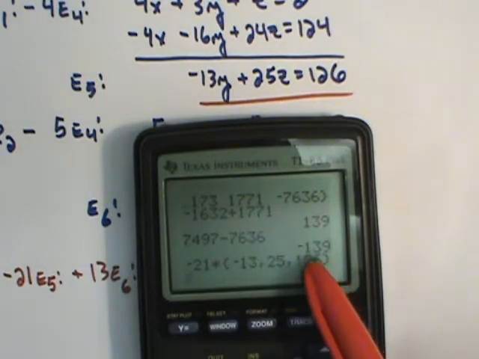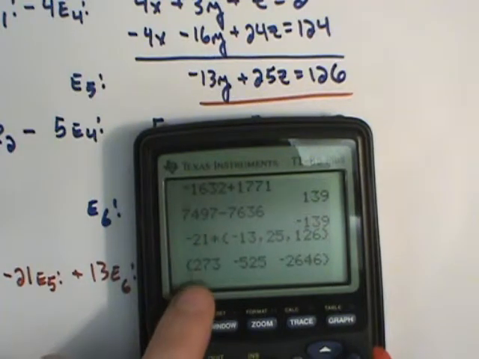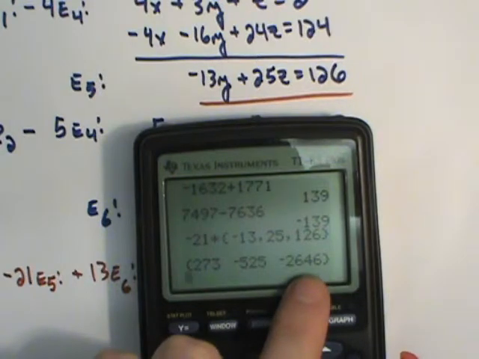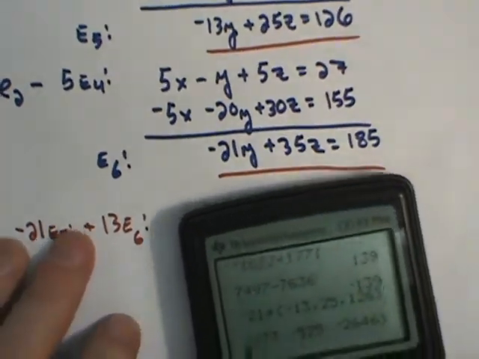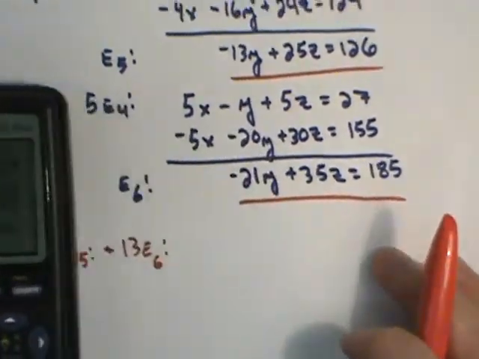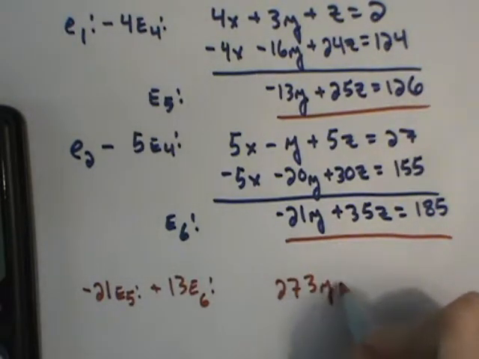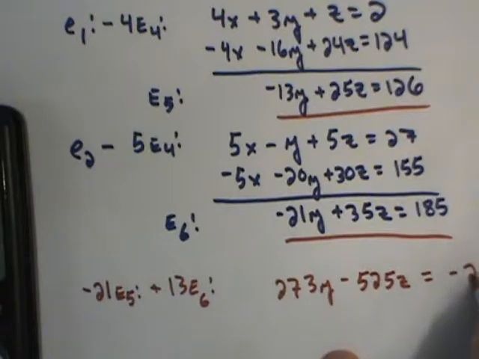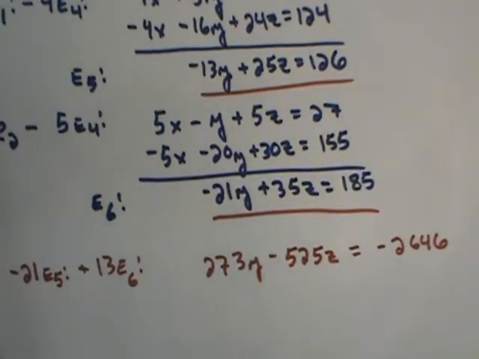by all those numbers. So I don't have to worry about making any sign mistakes or anything. And when I hit enter, it tells me 273, negative 525, negative 2,646. Those would be the coefficients for this first equation that I'm going to write here. And so I'm simply going to take that and I'm going to write it as 273y minus 525z equaling negative 2,646. And I'm going to do the same thing with that 13.